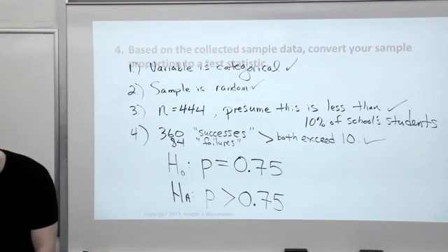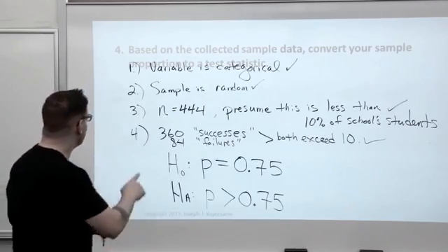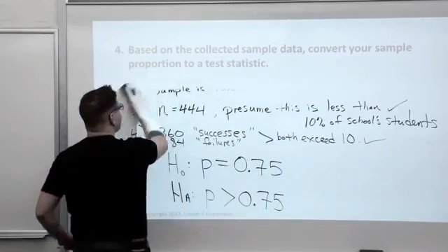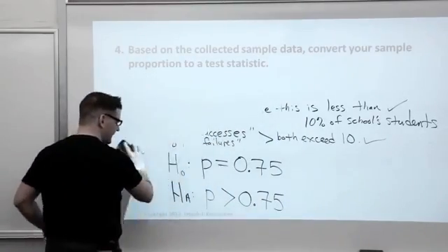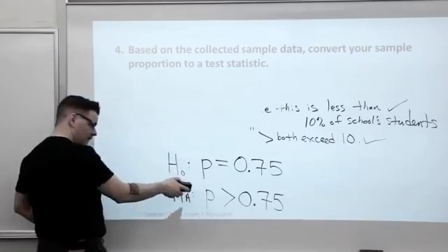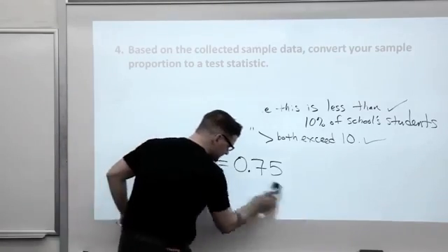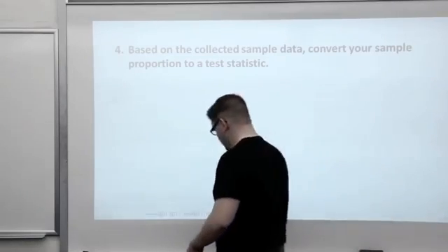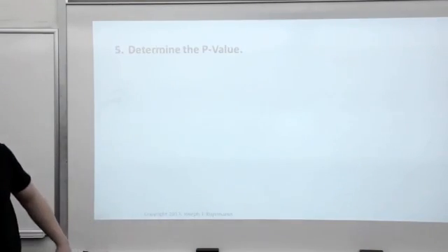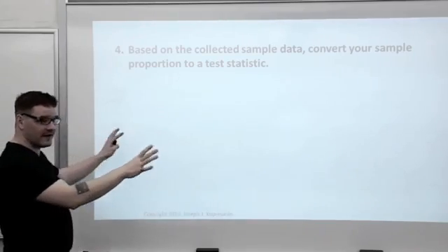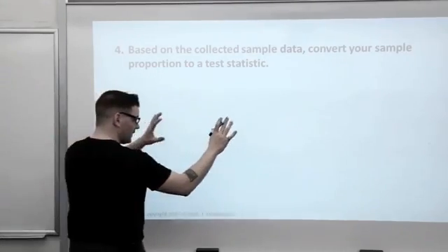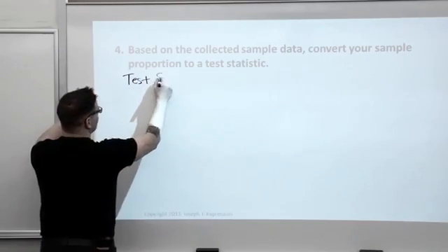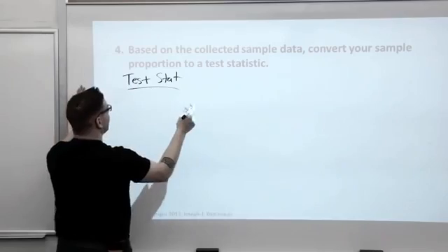Okay, so based on the sample, I'm flipping the page here. Number four, based on the collected sample data, convert the sample proportion to a test statistic. All right, remember, this is what we're testing here, but I'm going to make some space. Let me peek at the next slide here, do the p-value. All right, I'm going to put 4 and 5 side by side. So we'll put the p-value for 5 over there. This is the test statistic. All right, how do we calculate that?